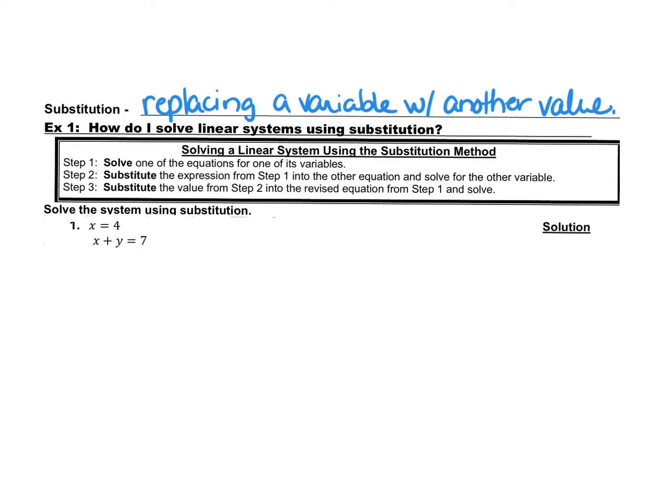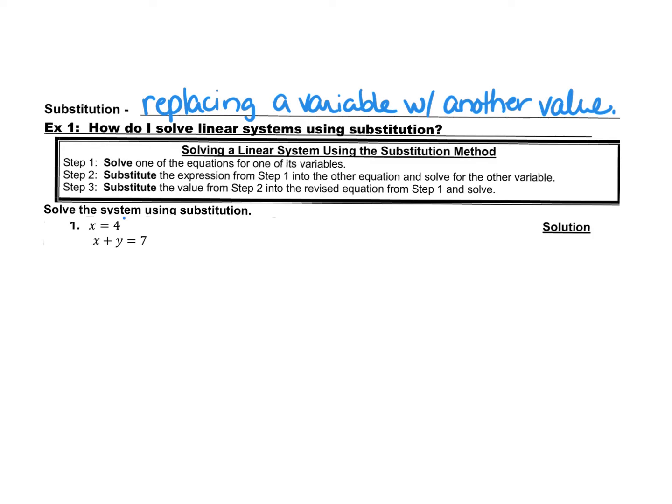All right, so let's take a look at solving this system using substitution. For number one, we have x is equal to 4, and then we have this equation, x plus y is equal to 7. And remember yesterday, we would have just graphed them both on a line and saw where they intersected and found that coordinate. Well, here we're going to substitute one into the other.